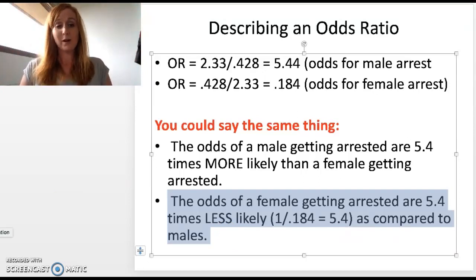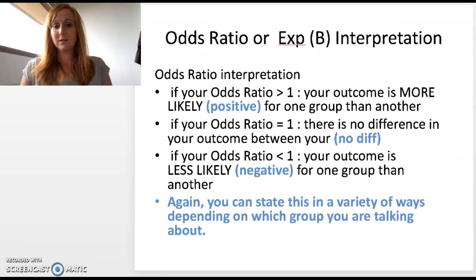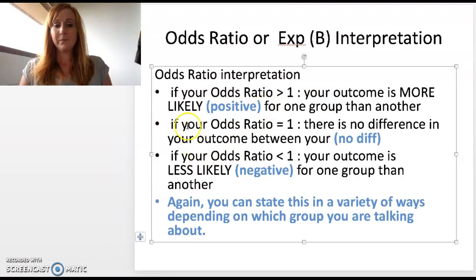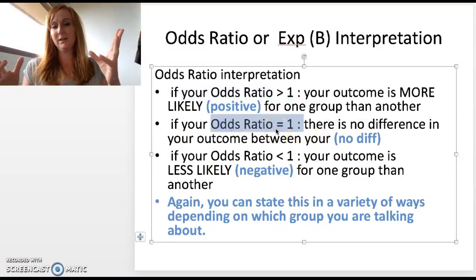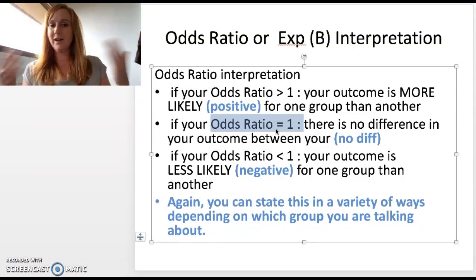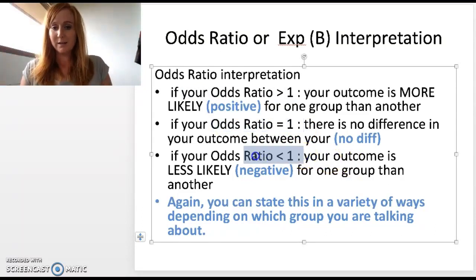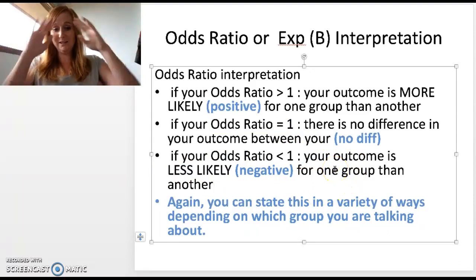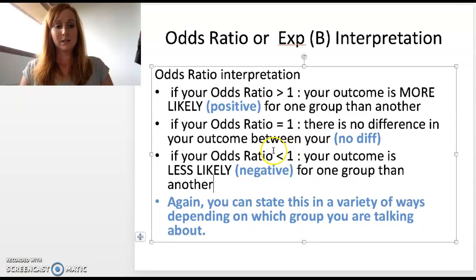So the cool part about logistic regression is the interpretation is super easy. It's much easier in many ways than linear regression. When you get that little exponential b, that little odds ratio, if it's greater than 1, your outcome is more likely. If it's exactly 1, then there really is no difference between your outcome happening one way or another. If it's less than 1, then your outcome is less likely. So that's pretty much it. You can say this in a lot of ways, depending on the group you're talking about, but that's all you really have to do.